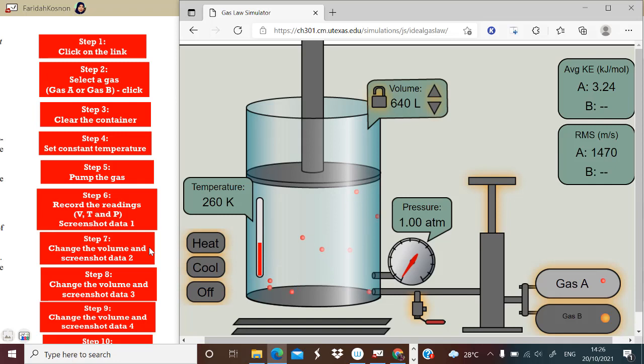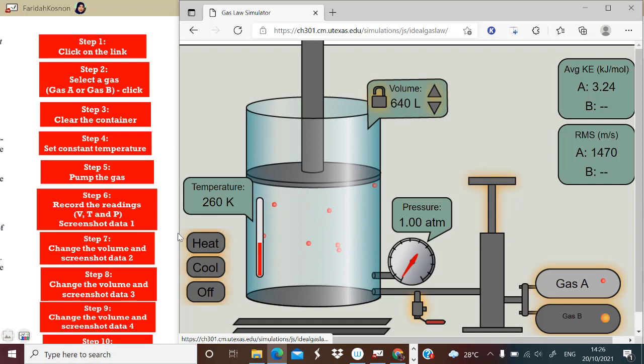Jadi apa yang kita nak buat untuk second reading, you hanya ubah, change the volume sahaja. Okay, maksudnya volume yang mana? Yang bahagian sini. Yang ada mangga ni. Tapi tak payah usik mangga tu. Maksudnya kita nak increase ataupun decrease, kita klik lah button segitiga tu.